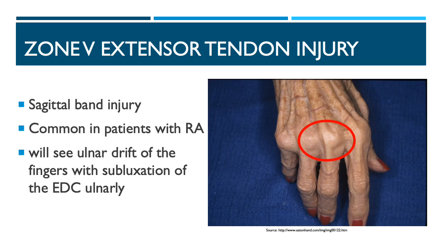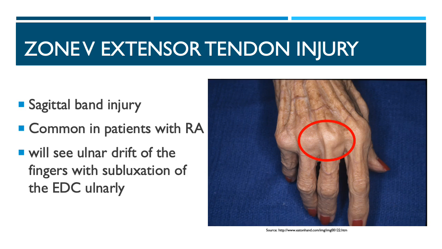A zone 5 extensor tendon injury is something that you'll see pretty commonly as well. It's a sagittal band injury. So remember, we talked about the sagittal band functioning to keep the EDC tendons centralized over the metacarpals. So you'll see this commonly in patients with rheumatoid arthritis. It can happen in all your fingers at once, like with RA, or it can happen just for isolated fingers with trauma or a laceration.